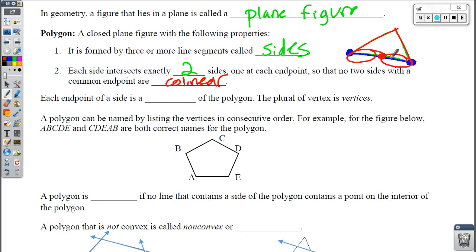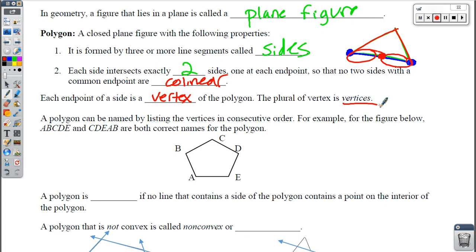Each endpoint of the side is called a vertex of the polygon. So the vertex is just a corner. Plural vertex is vertices. So the triangle has 3 vertices. It has 3 corners to it. Again, vertex is the singular, vertices is plural.